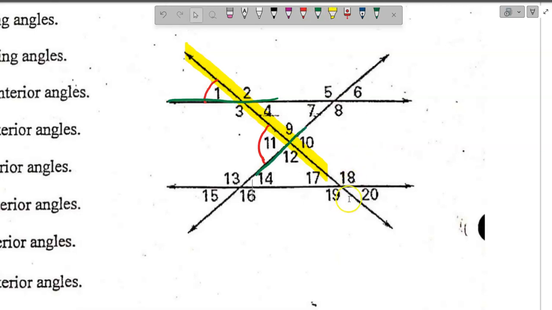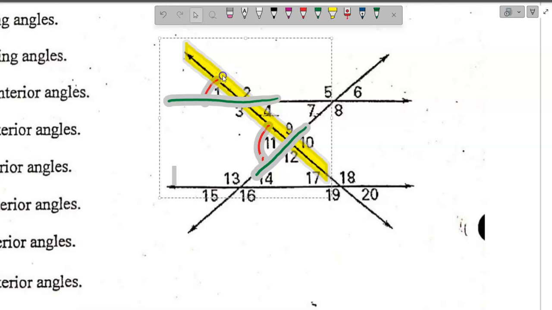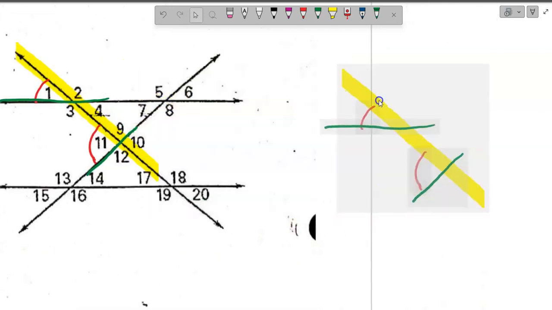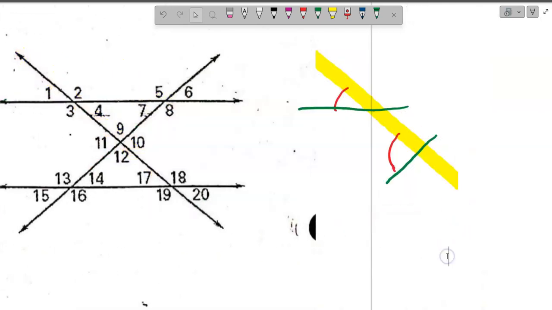And then if it helps, redraw it. If you're on paper, you can just redraw it on the side, or on OneNote like I'm doing, you can use the lasso tool and move it to the side. And now I see this a little bit easier. Both of these angles are located above their lines, and they are located to the left of the transversal. So 1 and 11 would be an example of corresponding angles.